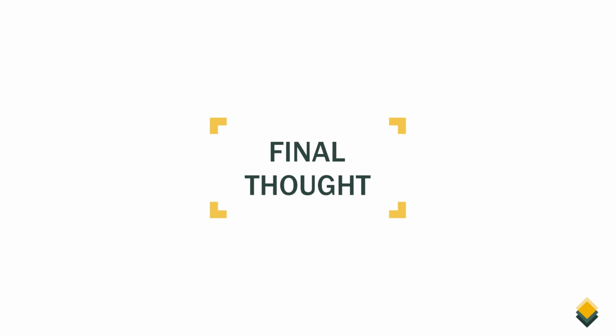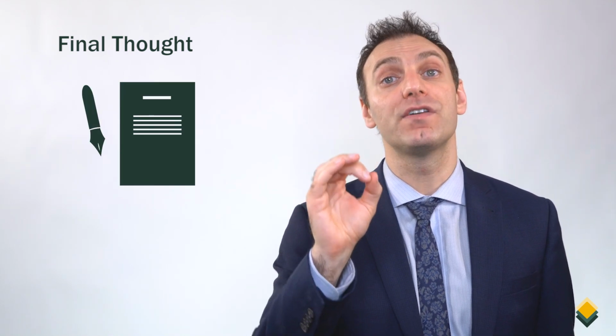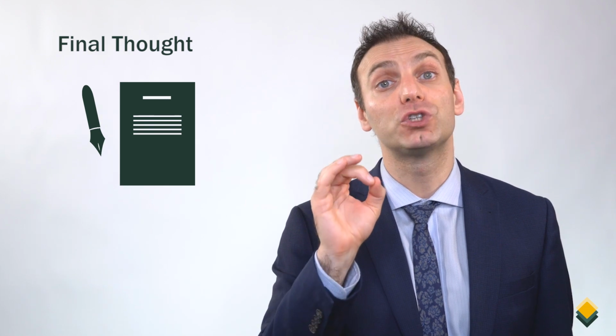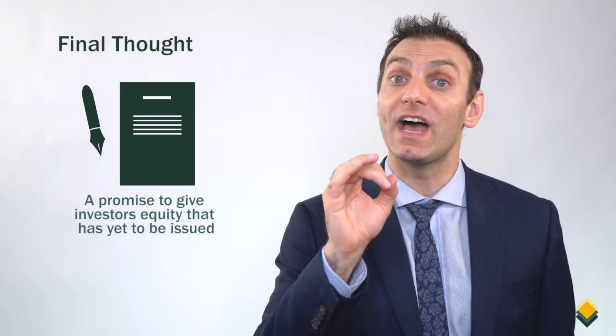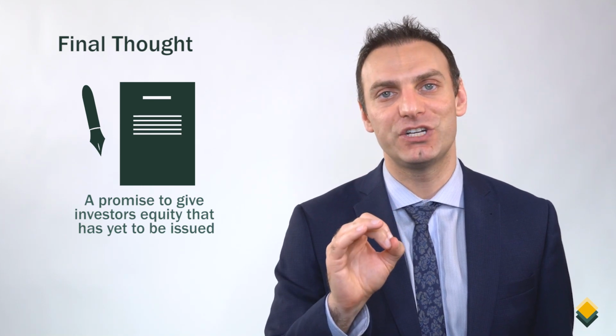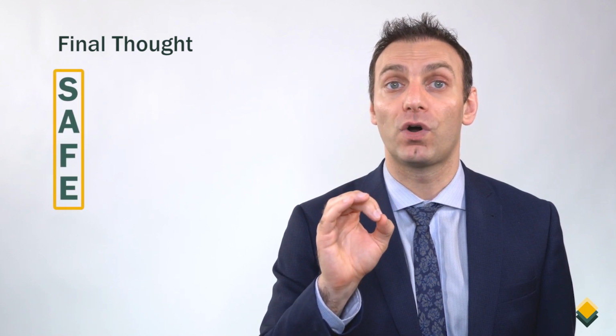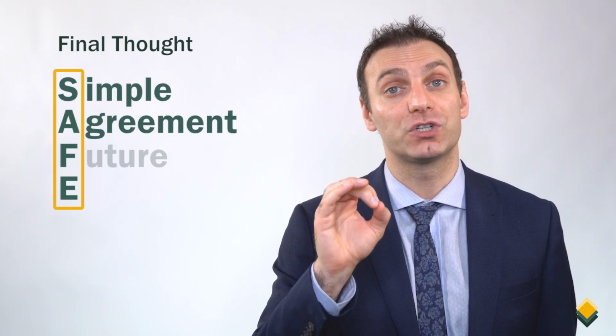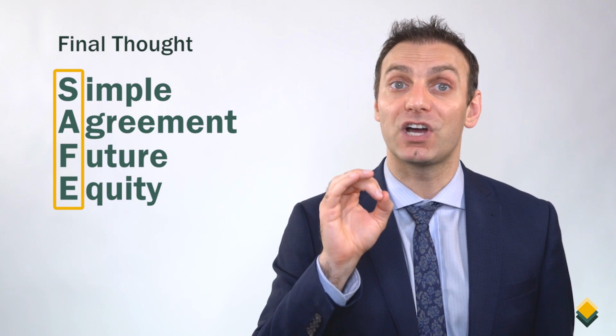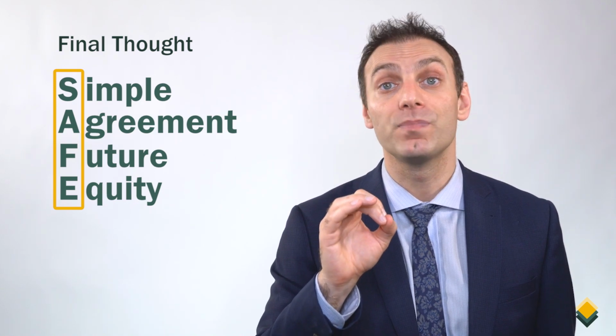Now, here's a final thought. Not everything will appear on the cap table. For example, the company may have an agreement that gives other investors claim to future equity. In other words, there may be a promise to give investors equity that has yet to be issued. A common structure for this is a SAFE, which stands for Simple Agreement for Future Equity, where early stage companies raise money from investors in return for future equity.